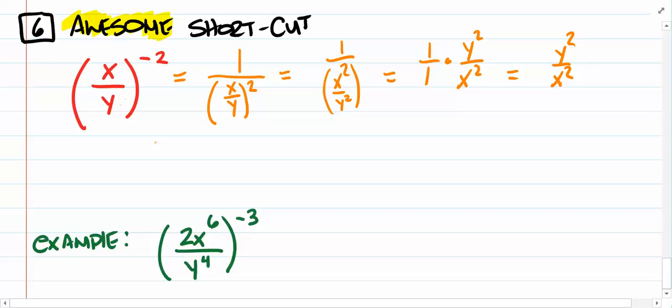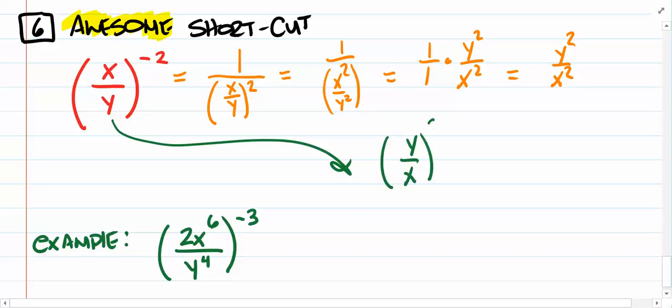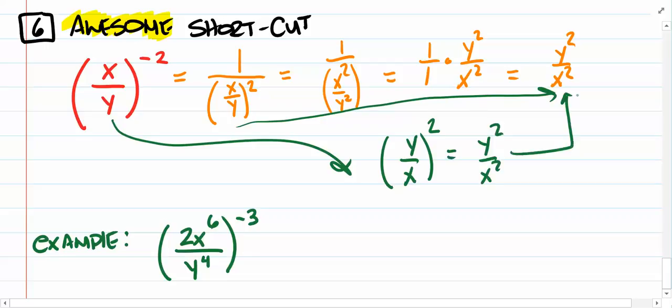So all you really have to do, the cool little shortcut here, is when you're given x over y to the negative 2, you could rewrite it as y over x to the positive 2. See that trick right there? X over y to the negative 2 can be written as y over x to the positive 2, and this is the justification for that step. And then, of course, you just end up with y squared over x squared, which is exactly what we got there.